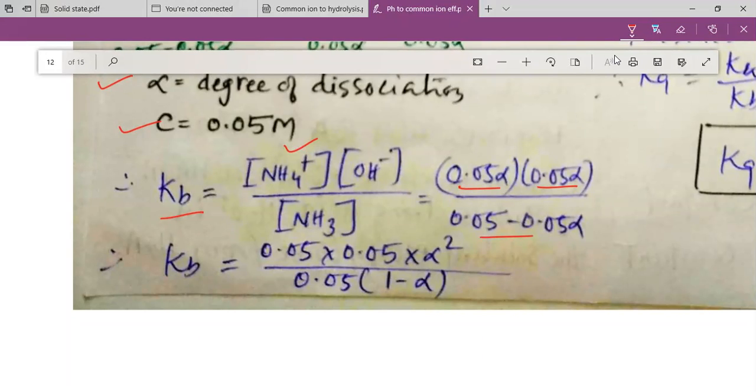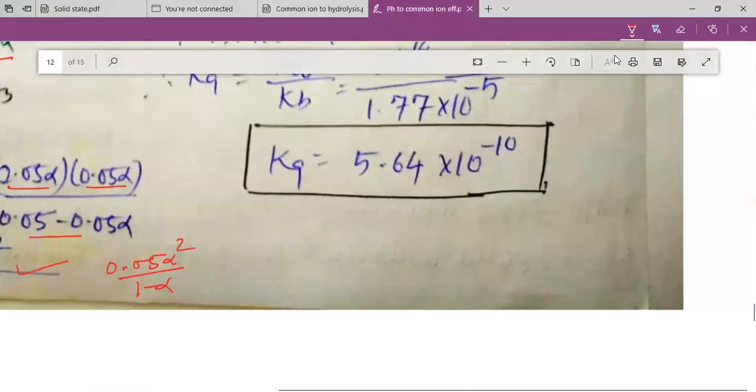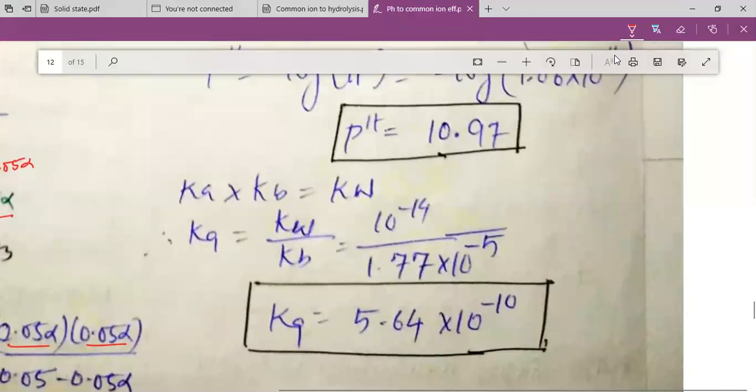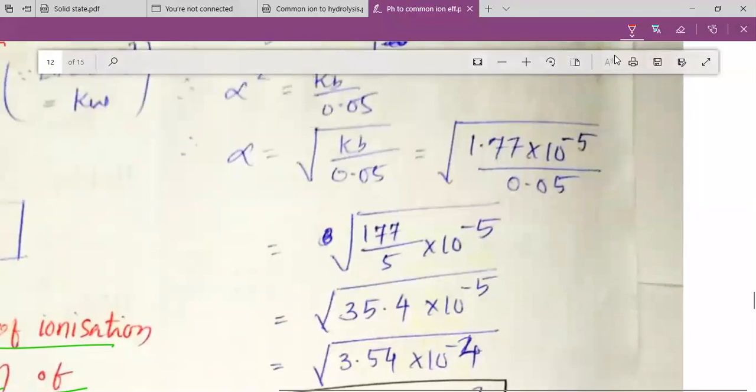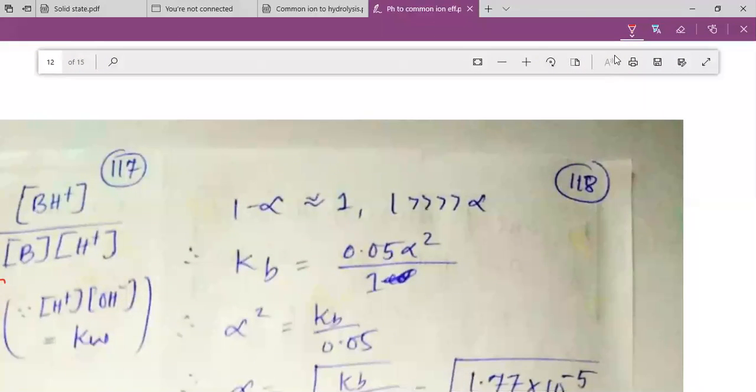By taking 0.05 common in the denominator, we get Kb is equal to this equation. Now we can easily say that 0.05 divided by 0.05 is equal to 1. And the final equation we get is Kb is equal to 0.05 alpha square divided by 1 minus alpha. Now my dear students, alpha is nothing but the degree of dissociation, and the degree of dissociation for a weak base is very small. So we may take 1 minus alpha approximately equal to 1 because the value of alpha is very small.